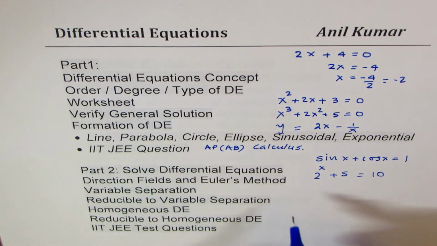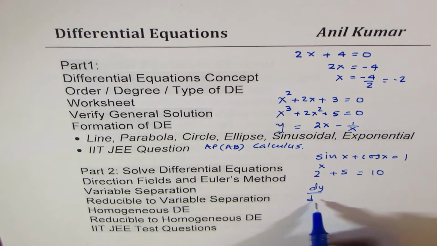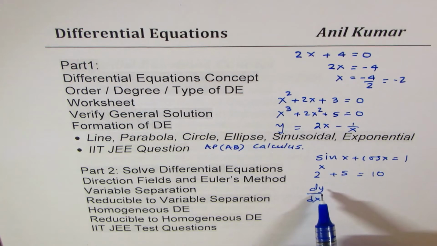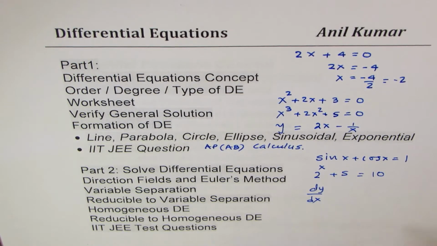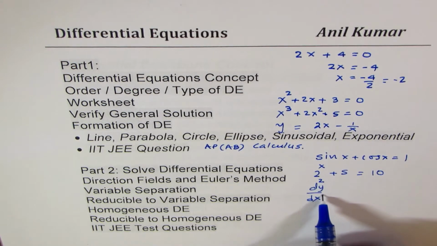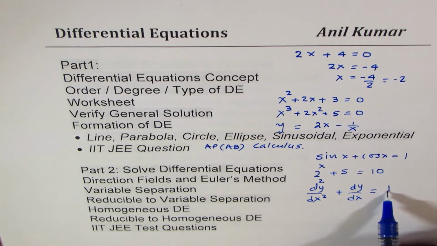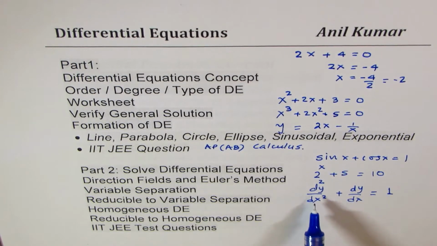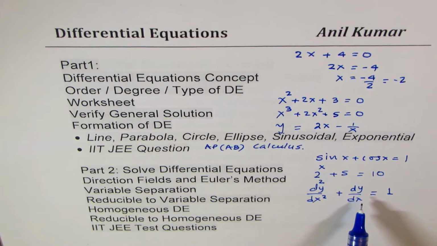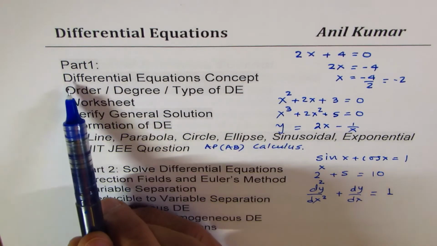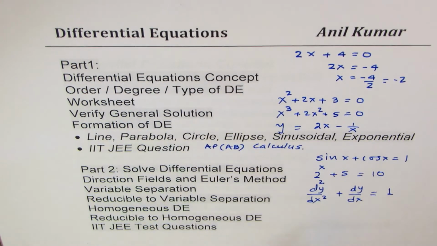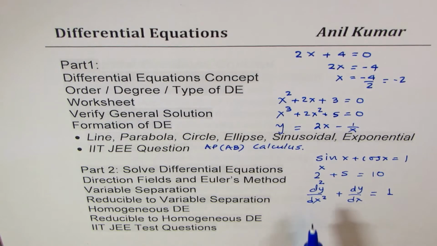Now a differential equation has terms like dy by dx. Now dy by dx is the derivative of a function y, where y is dependent on the independent variable x, right? But we could have an equation like this also, d2y by dx square plus dy by dx equals 1, for example, correct? So as soon as we involve derivatives, in that case it becomes a differential equation, right?